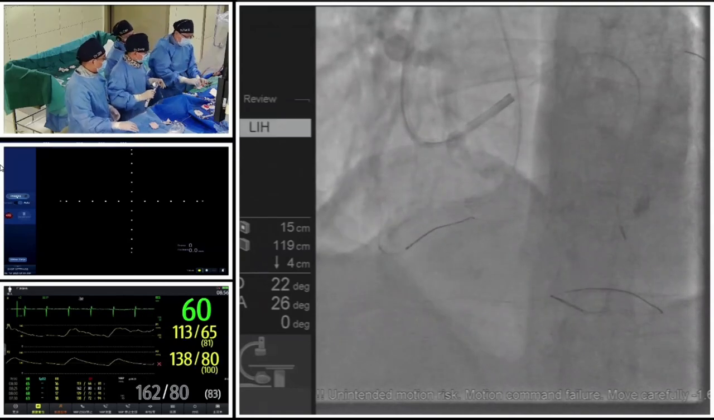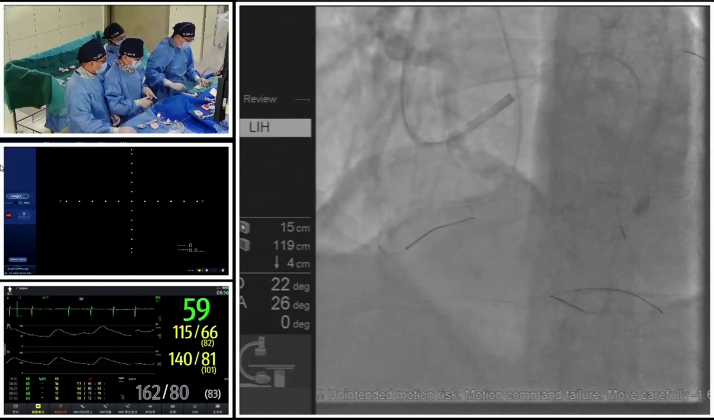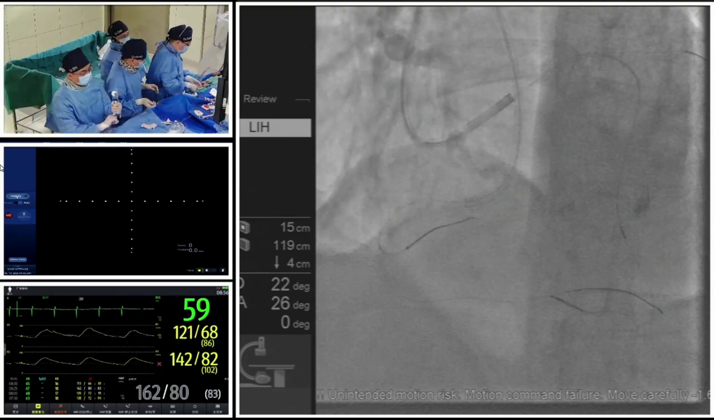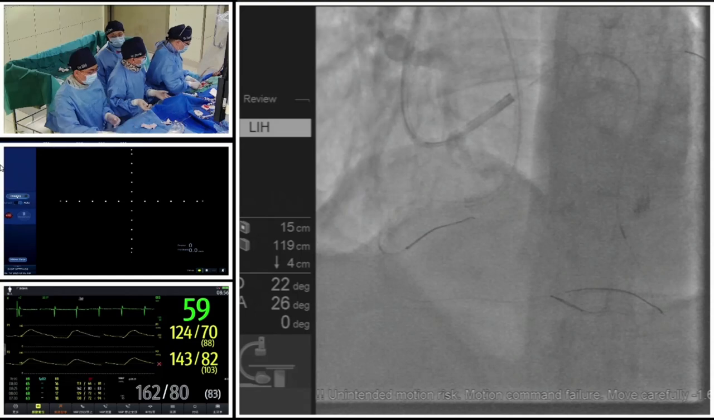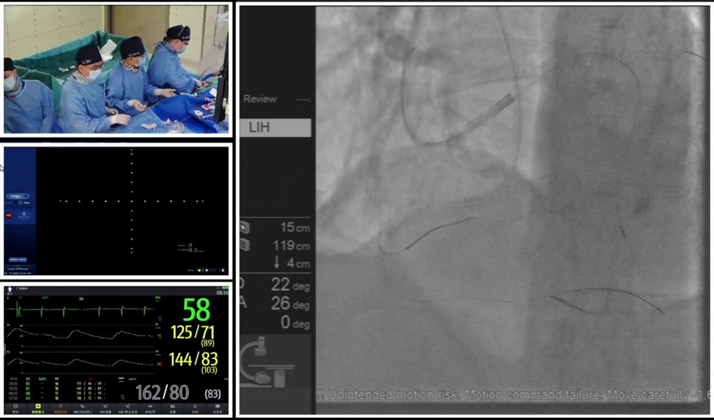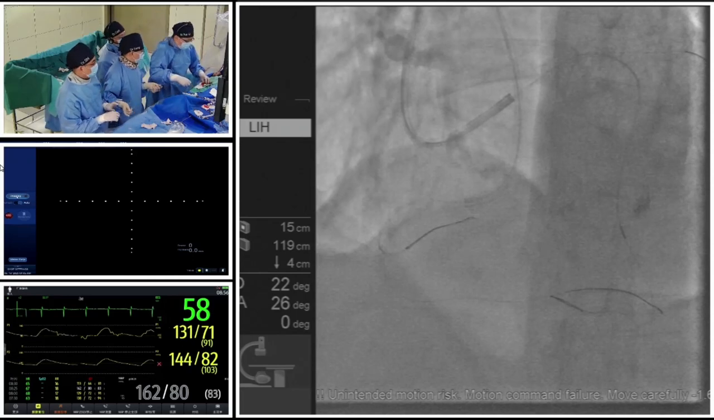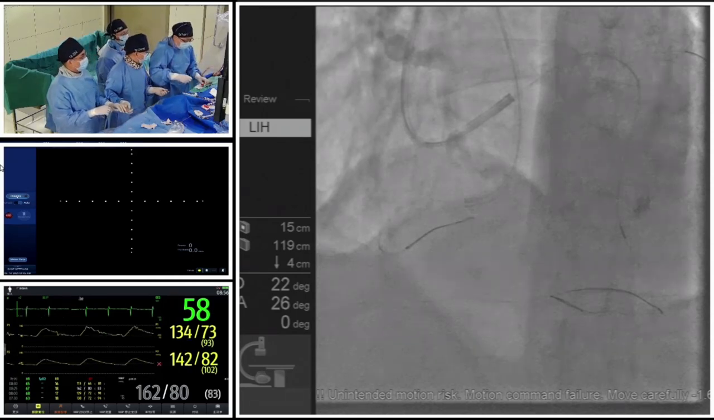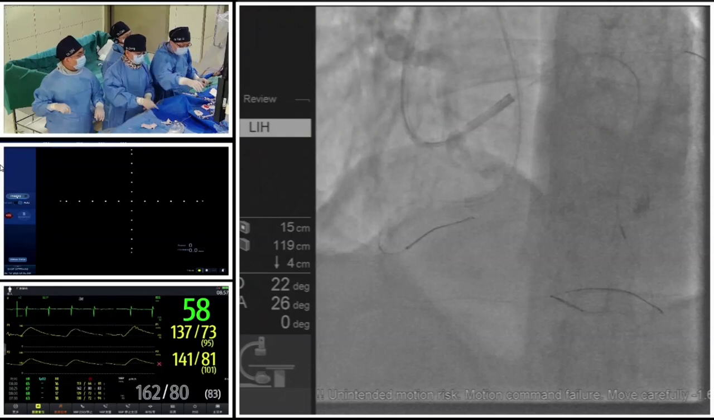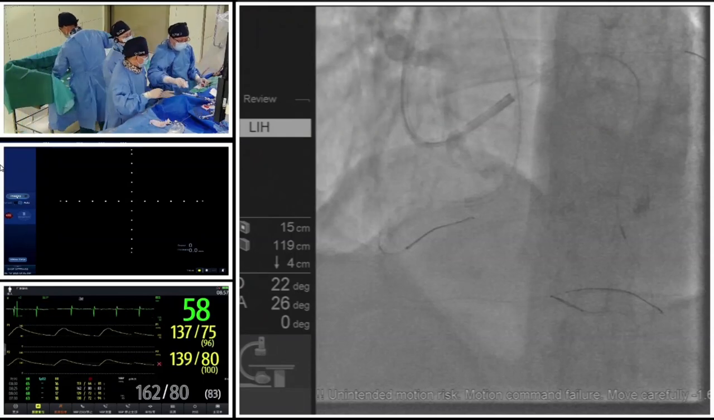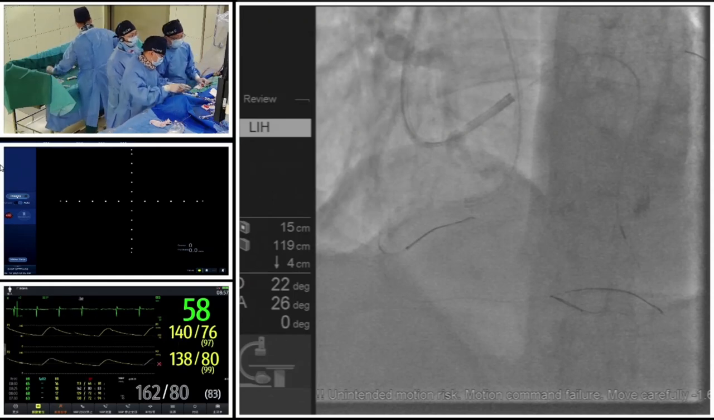UB3 is a very useful wire for CTO crossing, but for stiff cap puncturing, I dislike using UB3. In most conditions it should be a Gaia Third. And in most conditions the proximal cap also, no. IVUS, please. Okay. Also, no.